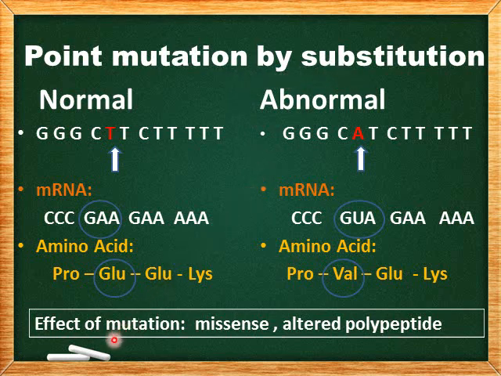What is the effect of this mutation? And this is the very important thing here. Because we have an altered polypeptide, a changed one, we have an abnormality, a different function of the produced protein, we have an abnormal hemoglobin here. So, it is a missense mutation, it is an altered polypeptide, so it has an effect which is alteration of the protein. So it's a missense mutation.